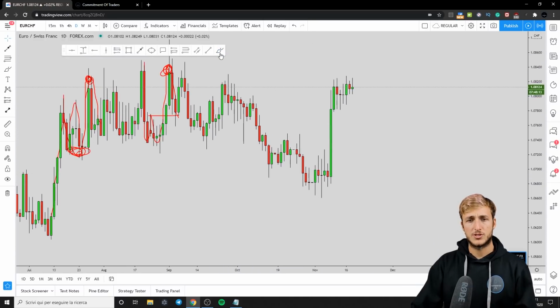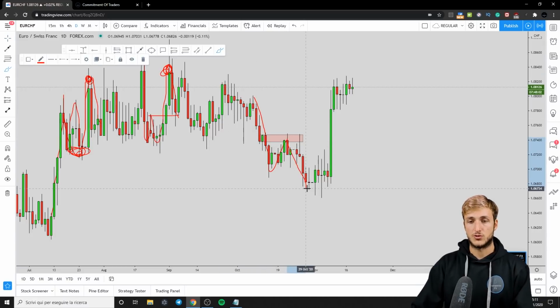Then I spoke about Euro CHF after this impulse to the downside, and I explained all the reasons for which we wanted to see a retracement exactly to the supply that was given by this green candle here before the continuation to the downside. And again, that is exactly what the market did.